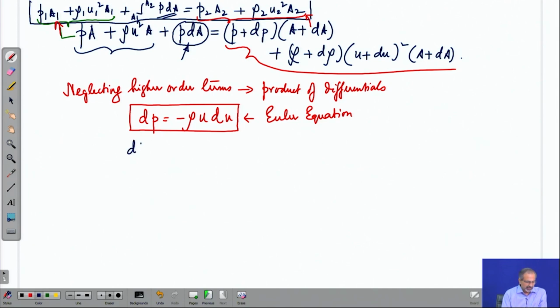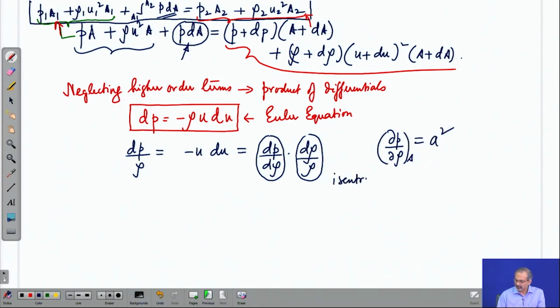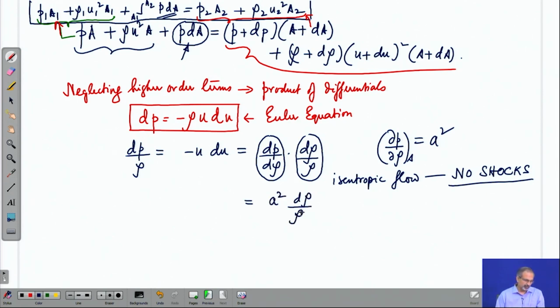So, we will rewrite the Euler equation like this: dP by rho is minus u du, and the dP by rho can be written as dP by d rho into d rho by rho. Remember that d rho by rho is one of the terms in the continuity equation also, and dP by d rho is familiar to us. You remember that under isentropic conditions, this gives you the square of the sonic speed. Are we having an isentropic flow here? Yes, if we are not dealing with shocks. So, for now we will have no shocks. We do not want to deal with shocks immediately. We are talking about an isentropic flow through the nozzle. In that case, we can rewrite this as a square d rho by rho.